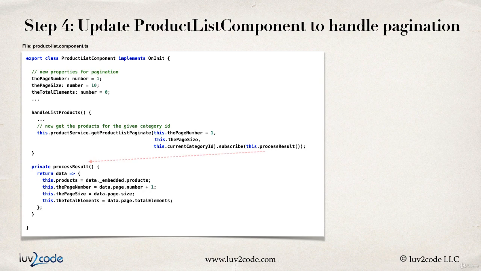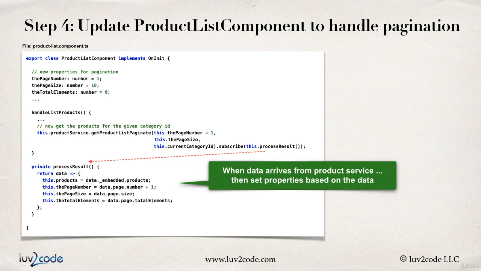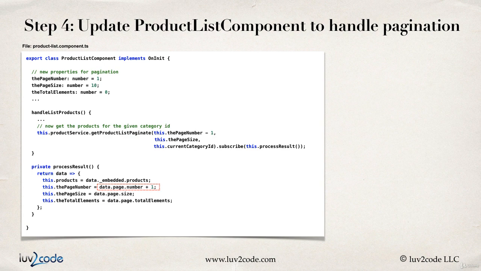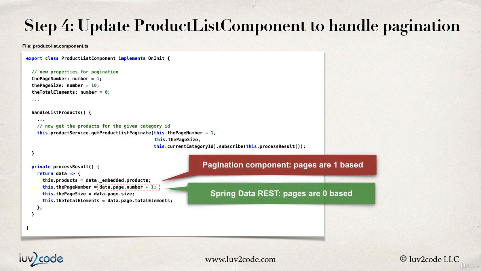Then we actually process the result that came from the back end. And so when data arrives from the product service, we set the properties based on that data. And everything on the right-hand side of the assignment is data from the Spring Data REST JSON from the back end. And so we have to do a small thing on the page number again, right? The back end is 0 based. The pagination component in Angular is 1 based. So we need to add 1 to that value. Back end 0 based, front end 1 based. That's all we have to do, the little tricky stuff here with the math. And that's the coding there for step 4.